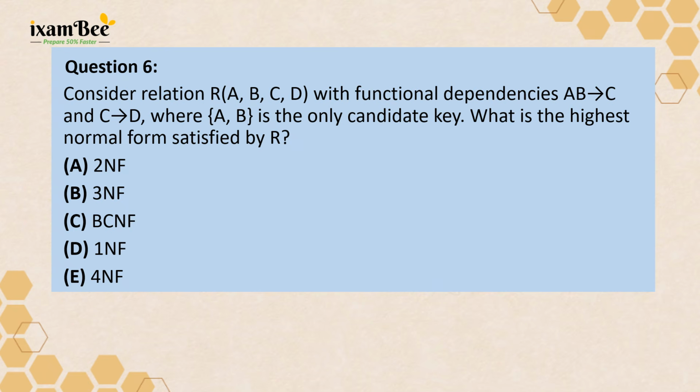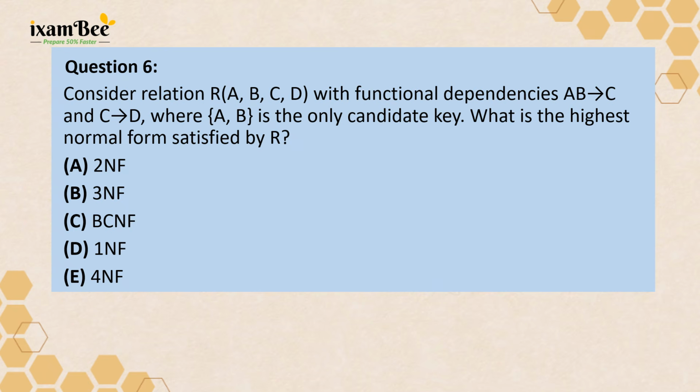C depends on the full key AB, not just part of it, and D depends on C, which in turn traces back to the full key AB. So neither C nor D is partially dependent on just A or just B alone. That means there is no partial dependency, so 2NF is satisfied.